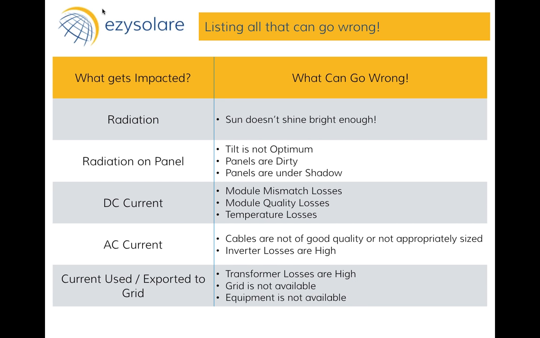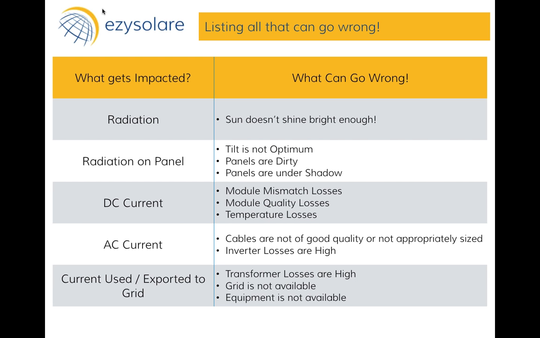The same thing applies to the southern hemisphere also, but in the inverse manner, which means that as you keep on moving south of the equator, your panels need to be tilted towards the north direction by an increasing angle. As a rule of thumb, the latitude of the location is the same as the tilt that you need to have for the panels, but this is a rule of thumb. So the radiation on the panel can get impacted by the tilt not being optimum.